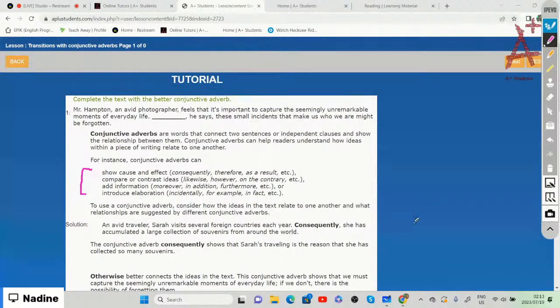Therefore, the word therefore is telling us that you're about to show the cause and effect. So therefore, if mothers consume alcohol during pregnancy, it may affect the health of the unborn baby. Blah, blah, blah, right? That is just an example. We use words like likewise, however, or on the contrary if we want to compare ideas or show the contrast between these ideas.